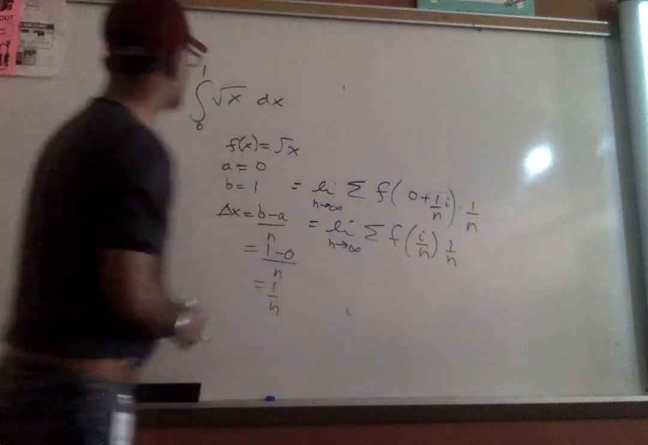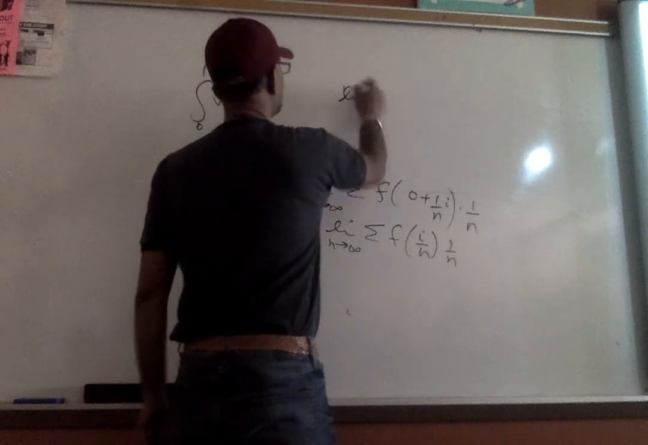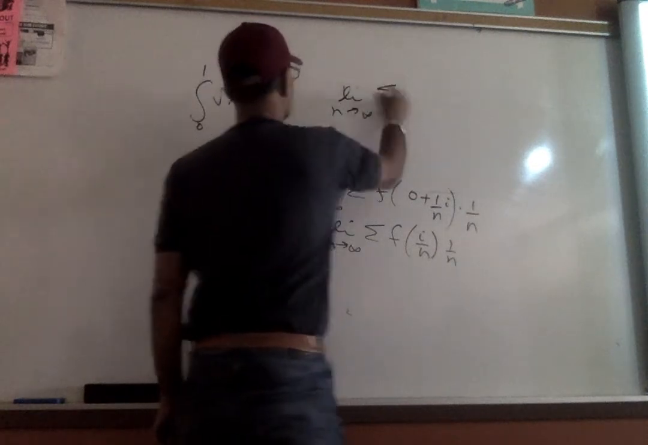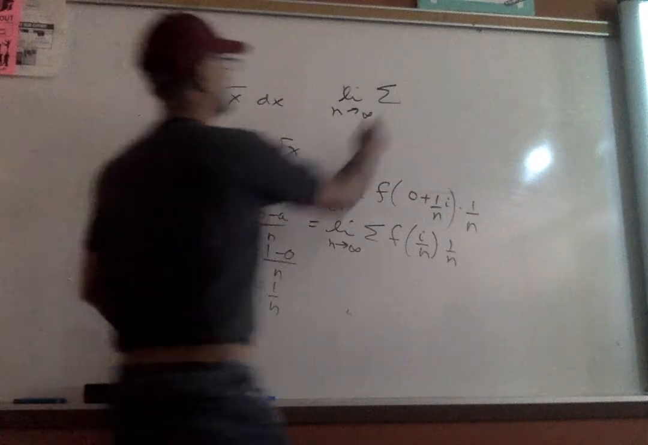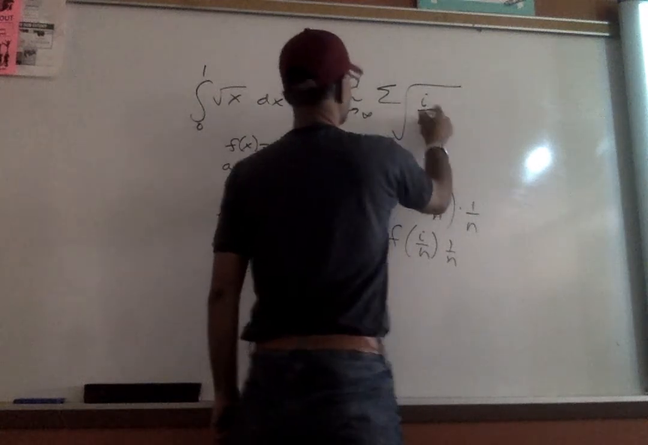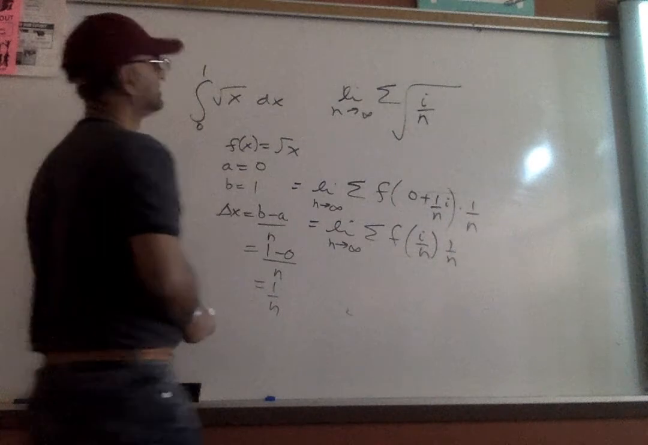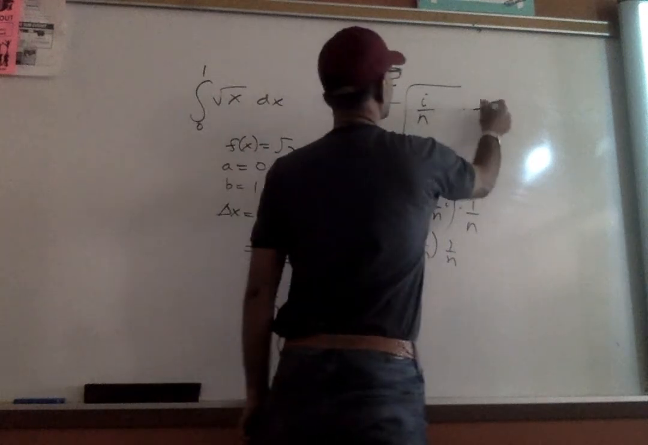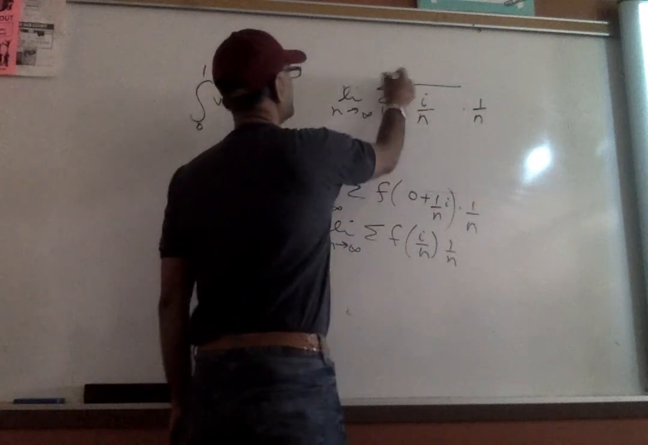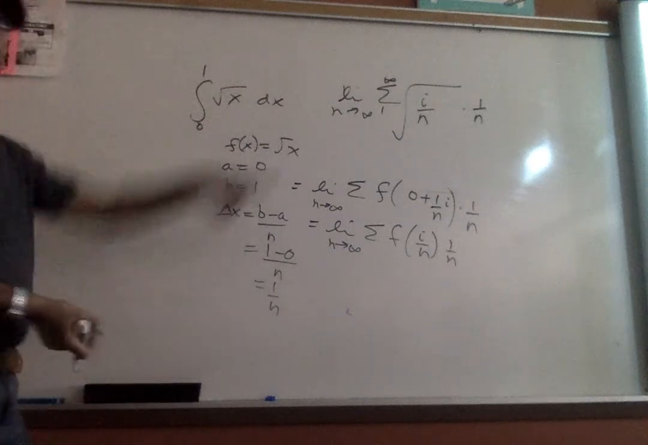So f of x is nothing but radical x, correct? So it's limit, n approaching infinity, summation. So will that become radical of i over n? Again, I just replace every x with i over n times 1 over n, correct? And i goes from 1 to infinity. I'm going to expand that. You'll see, oh, that is the answer.